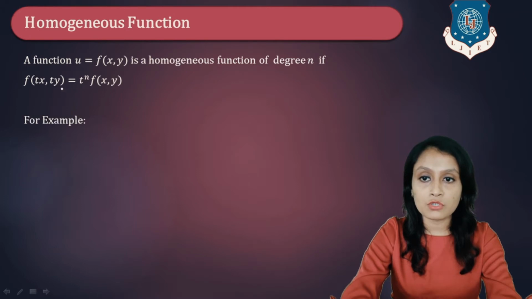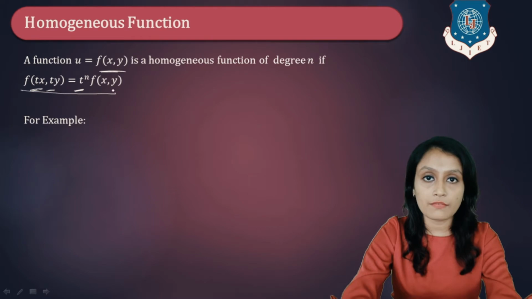If you want to show that this function f(x,y) is homogeneous, we have to replace x by tx and y by ty, and take t raised to n common. So if you get this form, that is f(tx, ty) = t^n f(x,y), then you can see that this function f is a homogeneous function.